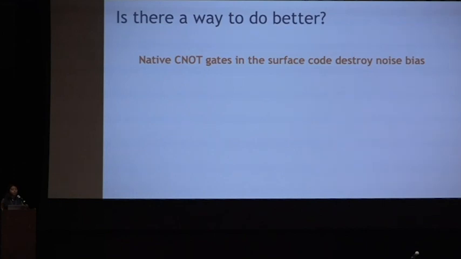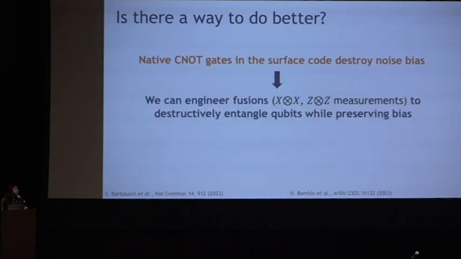So this naturally leads into the question: is there a way to do better? Is there a way to perform error correction while preserving noise bias? And the answer, surprisingly, lies in the realm of photonic quantum computing, where entanglement is generated using multi-qubit measurements, specifically what we call the fusion or Bell measurements, which measure XX and ZZ on two qubits. Because we're using measurements to generate entanglement, we can no longer use a gate-based approach where we measure stabilizers again and again. We necessarily have to use a measurement-based approach to quantum computation.